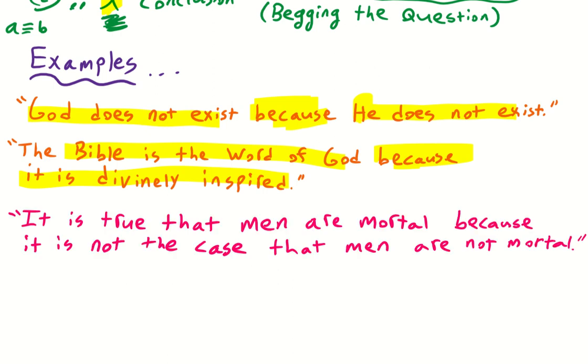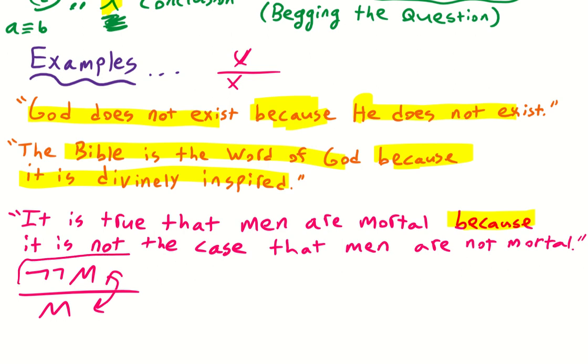How about this one? It is true that men are mortal because it is not the case that men are not mortal. Well, we have a double negation there. So before, with God does not exist because he does not exist, we really had X as a premise, X as the conclusion, but here we have not-not M as our premise, the because part, and M as the conclusion. But these two are logically equivalent, that's why it's begging the question. So the premise is the because part. It is not the case that men are not mortal, not-not M. Therefore, it is true that men are mortal, M. Begging the question.